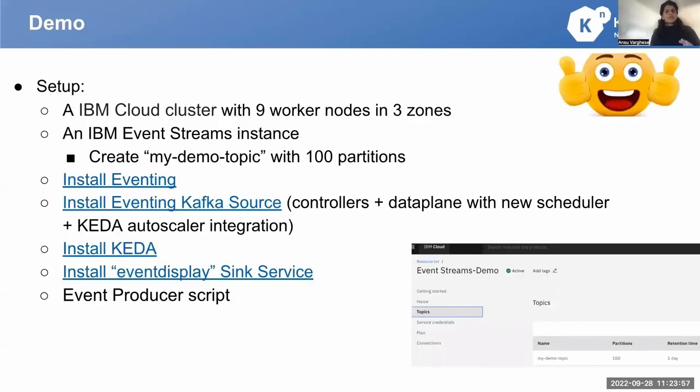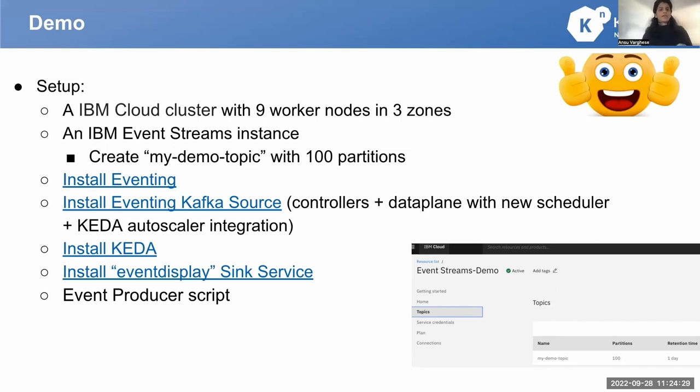Next slide. So now let's switch modes to demonstrate the scaling of an example Kafka source. The code repository associated with the changes needed to run this eventing source is the Eventing Kafka Broker repository from Knative Sandbox. I have an IBM Cloud Kubernetes cluster already running that contains 9 worker nodes spread across 3 US zones, each containing 3 nodes.